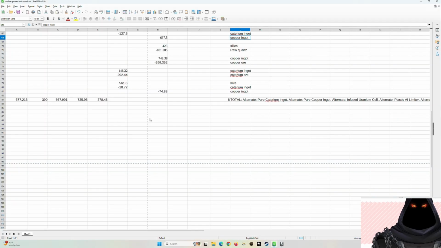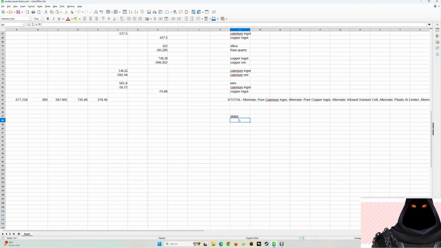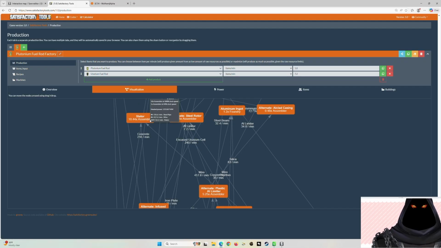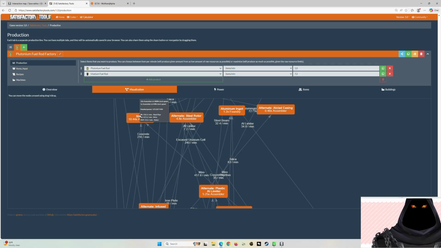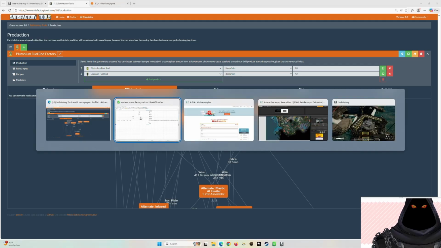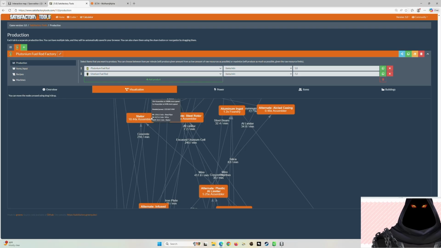So we're going to go down this list here. So we have some stators, we have some steel pipe, have some wire. We are producing 52.2 stators. We are consuming 107.6 wire, and we are consuming negative 506 point something steel pipe. Okay.